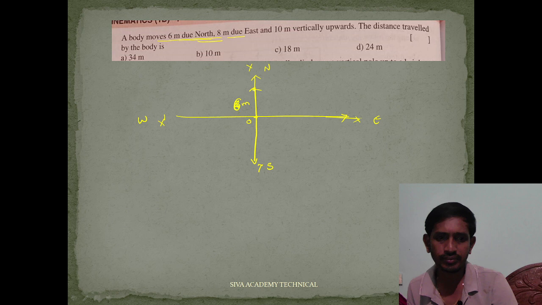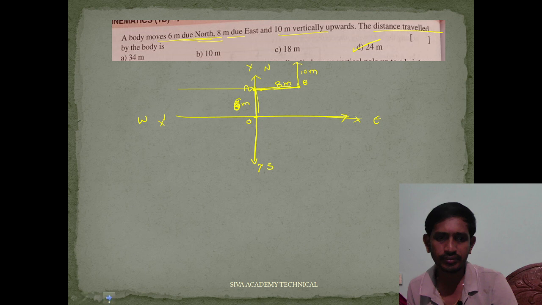Next, from the north, he moves towards east, parallel to the x-axis, with a distance of 8 meters, and reaches point B. And then after that he moves 10 meters vertically upwards. So from this point, going vertically upward a distance of 10 meters. Then find the distance covered. As I said, we have to find the distance from starting to ending. So 6 plus 8 is 14, 14 plus 10 is 24 meters.